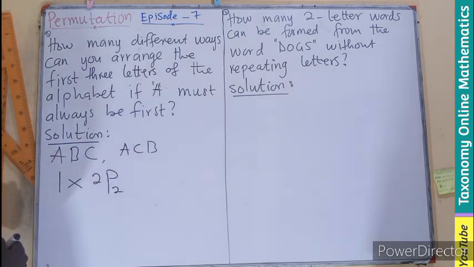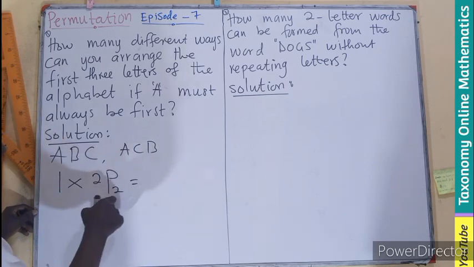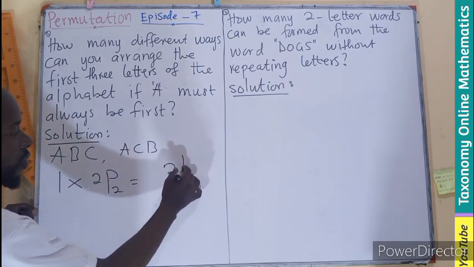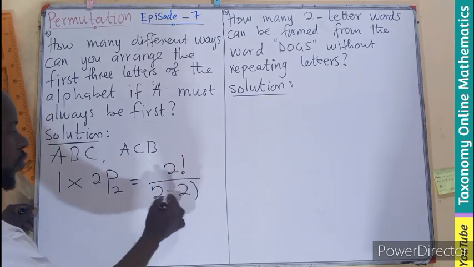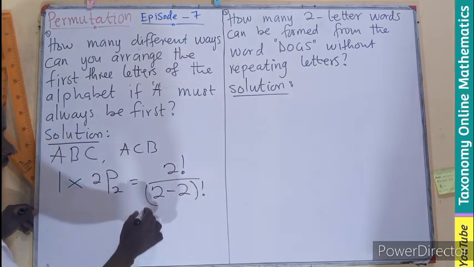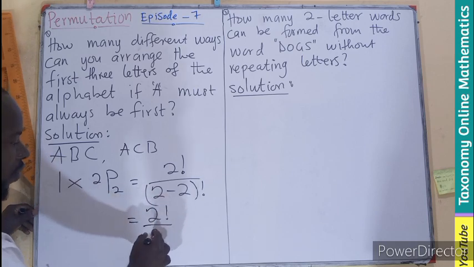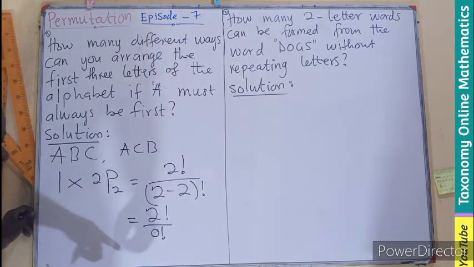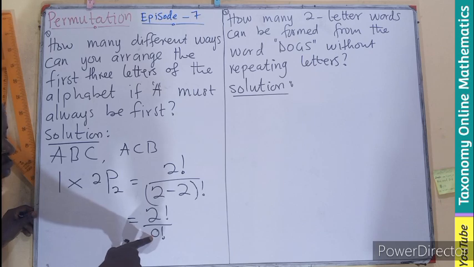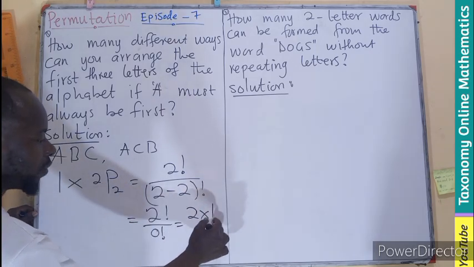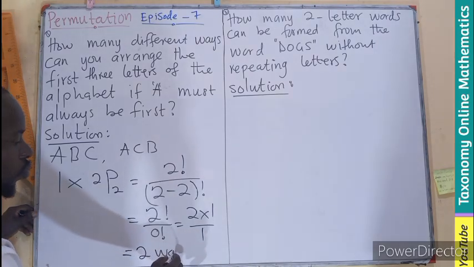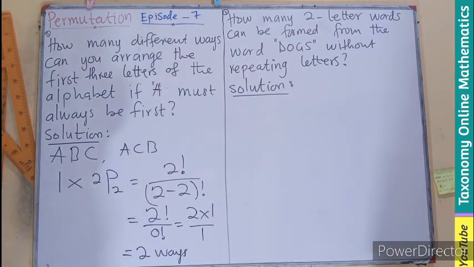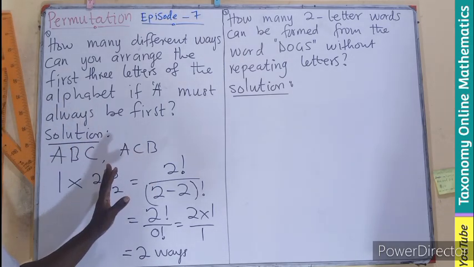So one, multiplying this, will give you the same as this, as in 2 factorial over 2 minus 2, all factorial, giving rise to 2 factorial over 0 factorial. Don't forget, 0 factorial is going to be 1. So this becomes 2 times 1 over 1. That gives us only 2 ways of arrangement. So this is the only way we can arrange it: 2 ways. A, B, C and A, C, B. That's the only 2 ways.